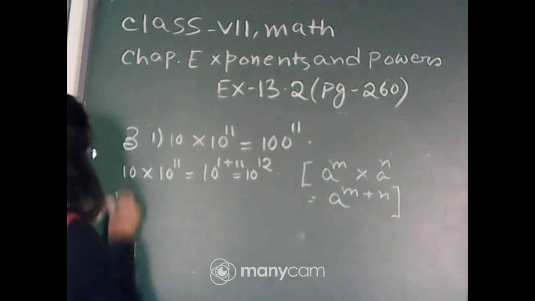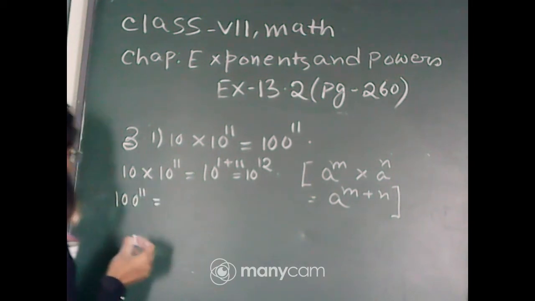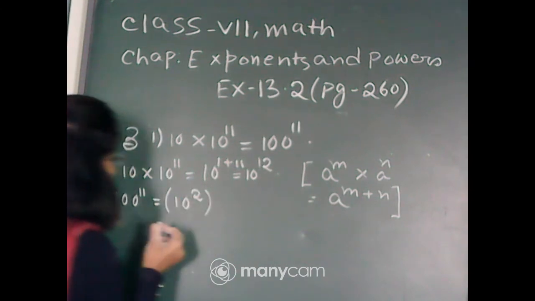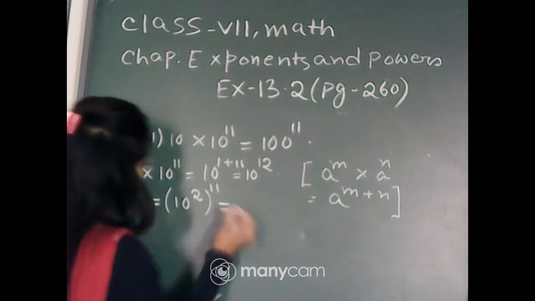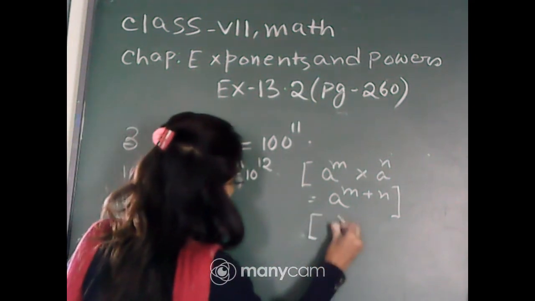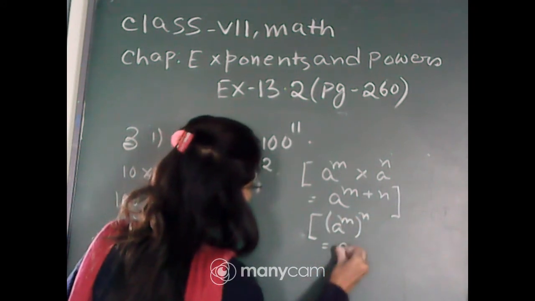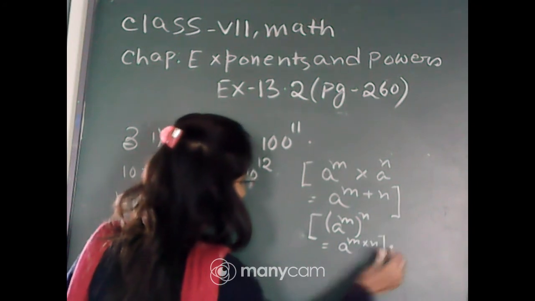Now, 100 to the power 11. We can write 100 as 10 square, isn't it? Since 10 square is equal to 100, again we know a to the power m whole to the power n is equal to a to the power m into n for any non-zero integer a.